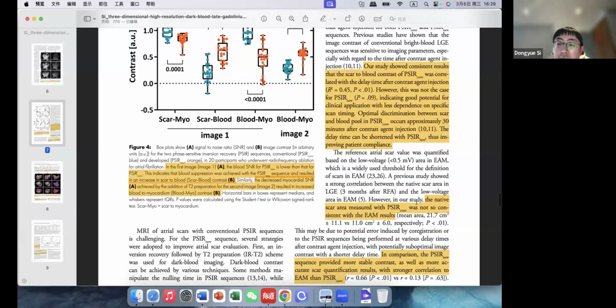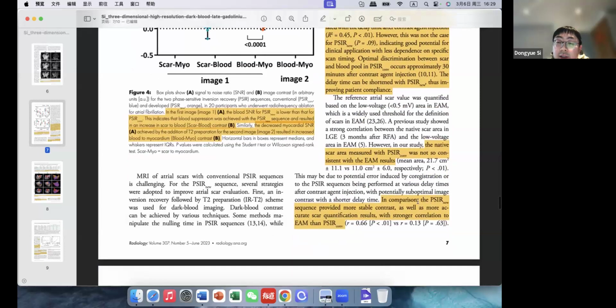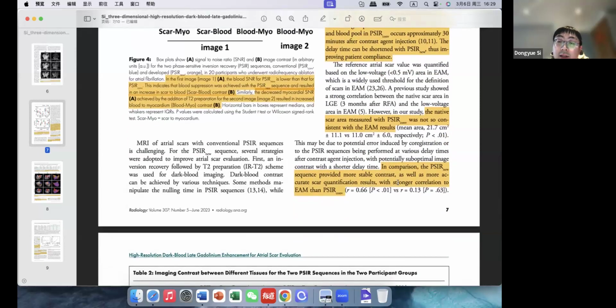And as a result, the native scar area measured by the conventional PSR sequence was not so consistent with the electroanatomic mapping results. However, the newly proposed PSR sequence provided a more stable contrast as well as a more accurate scar quantification result, with a stronger correlation to the electroanatomic mapping than the conventional sequence.